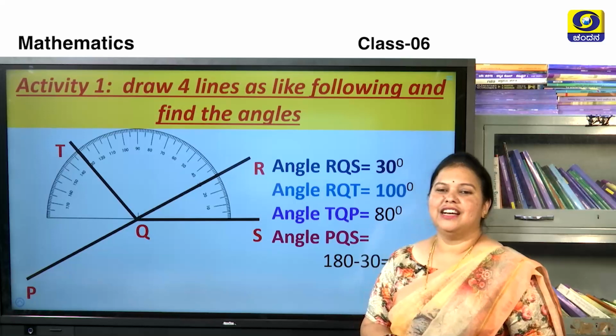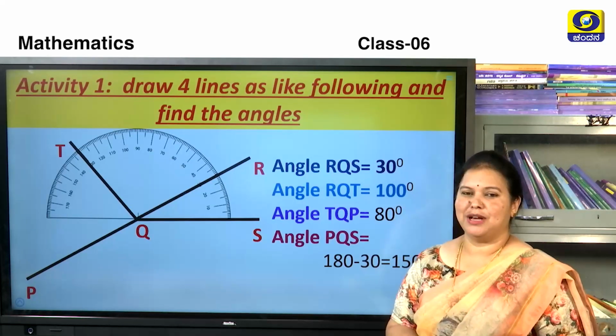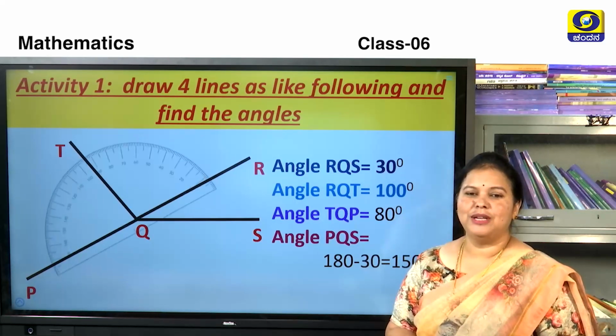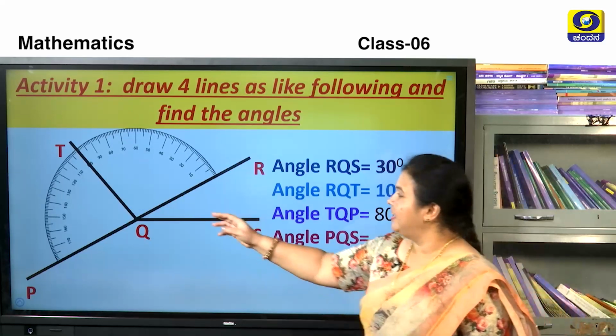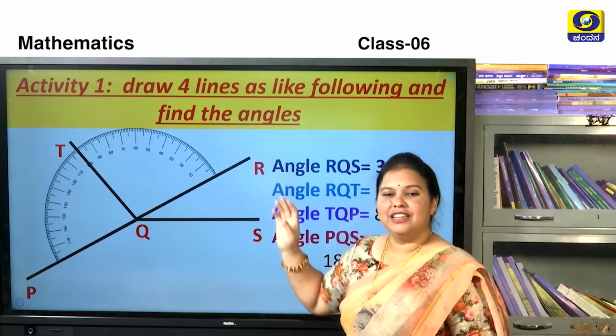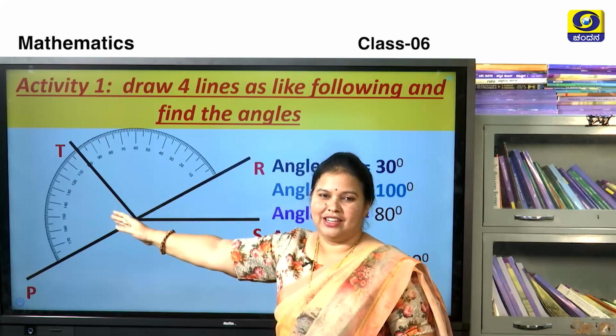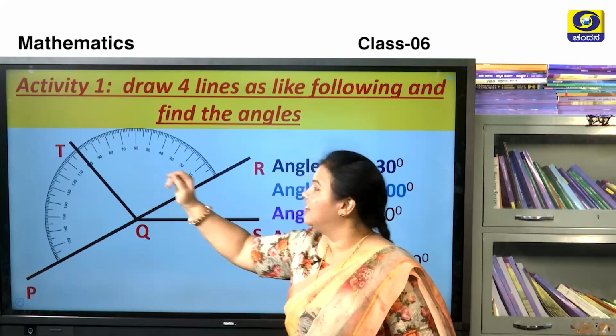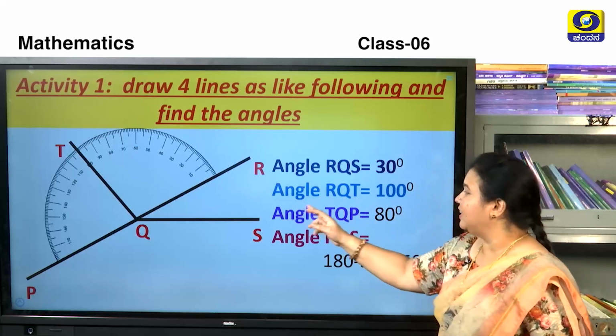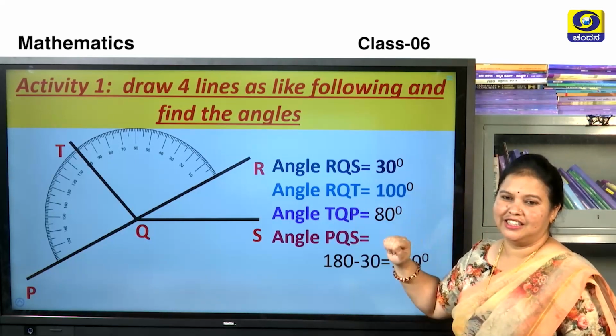Now, we'll find the angle RQT in the same manner. Now, we have to place the protractor on the line QR and we'll read the marking against the line QT on this protractor. See, it's showing 100 degree. So, angle RQT is 100 degree.